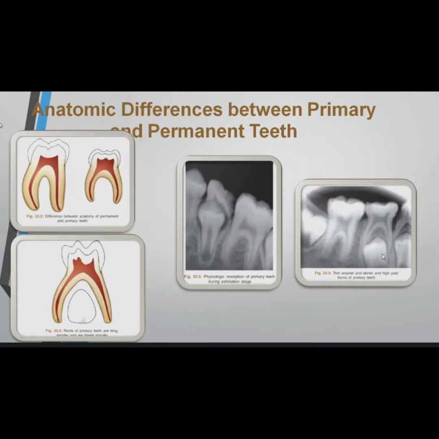As you can see, this is the permanent tooth, this is the primary tooth, and we have the enamel and the dentine very thin. And pulp horns, compared to this, because this is a young permanent tooth. The permanent one also has young pulp horns, but with age they will recede. Whereas in the primary, they almost always have high pulp horns, at every point.